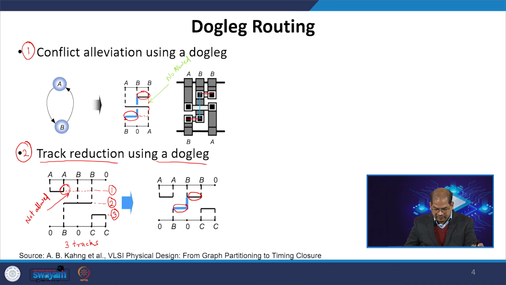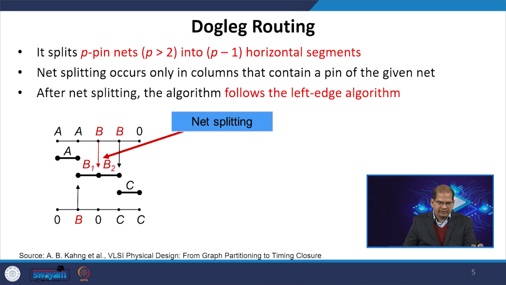But if you go by this method where we are doing the net splitting, here we have one track and another track. So, we are using 2 tracks. This method will reduce the width of your channel also, and it does a very good routing. This is the beauty of this dogleg based routing algorithm. It splits the P pin nets. P pin means that where P is greater than 2, we can divide that net into P minus 1 horizontal segments.